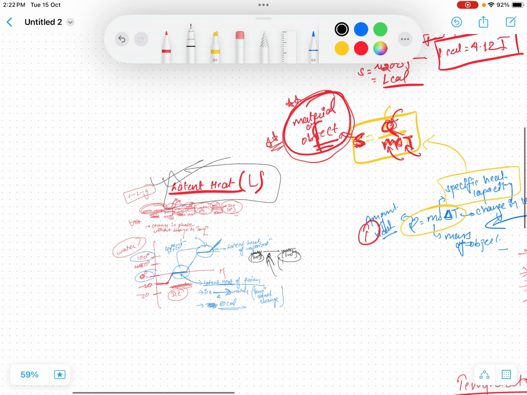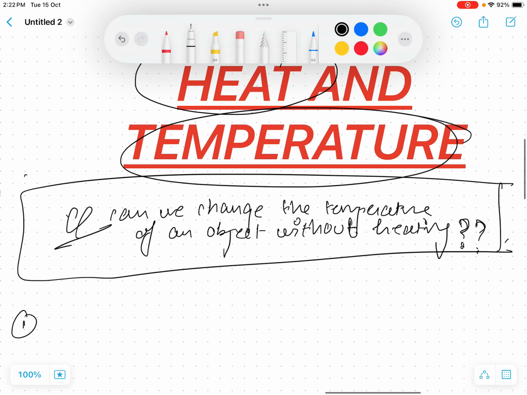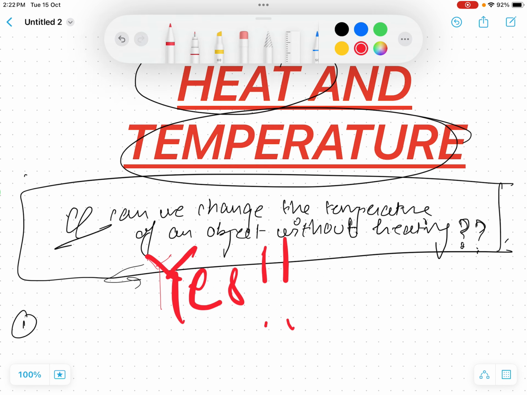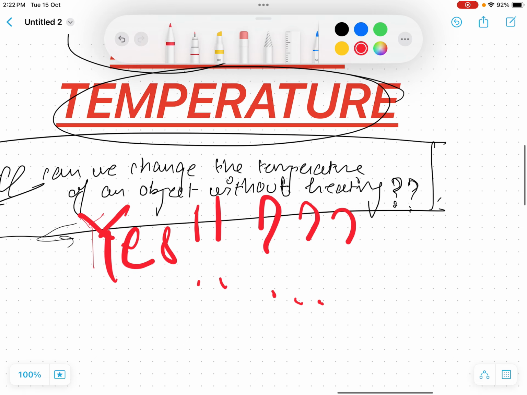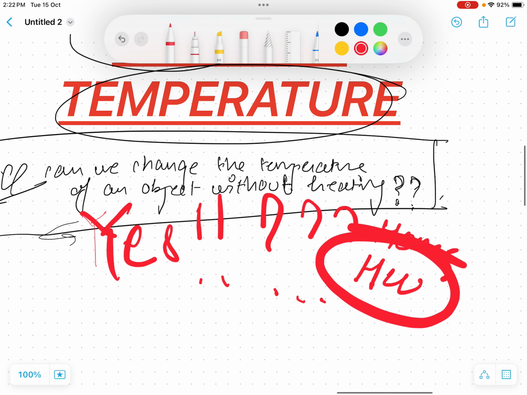Hope you understand. Now let's discuss some questions about it. So now let's come back to this question: can we change the temperature of an object without heating? What do you think? The answer is yes, right? We can do this. A big yes. But how? This is homework, okay?